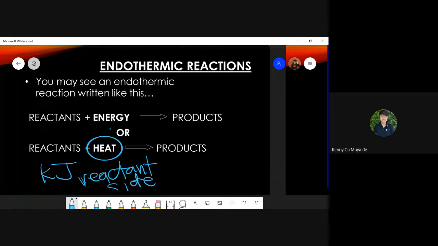Kapag nasa reactant side ang ating energy or heat or kilojoules, then that means the process is endothermic. Ibig sabihin, kailangan ng heat in order for the chemical reaction to take place. Kasi ang pagkain, hindi naman yan basta-basta na lang biglang maluluto. You have to introduce heat to the substances in order for them to undergo chemical changes. Okay?